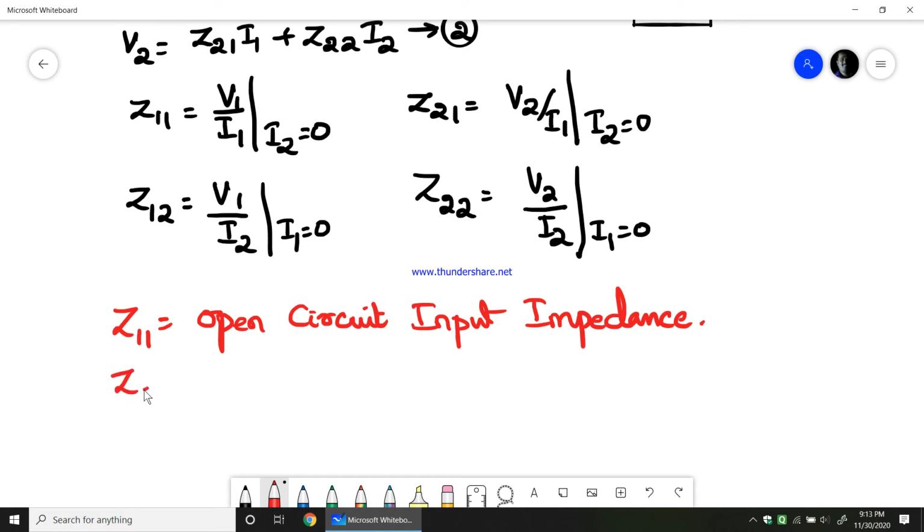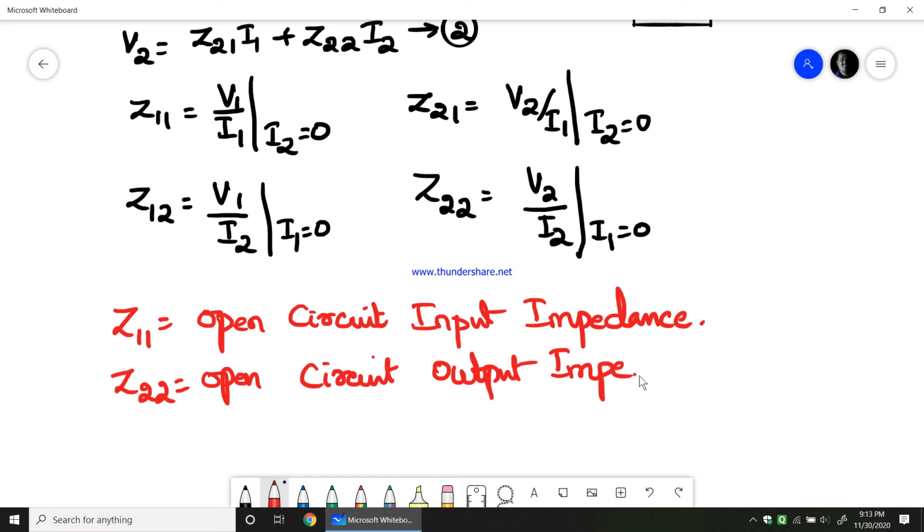Similarly, Z22, if you see, is V2 by I2. V2 by I2 is output voltage by output current, or port 2 voltage and port 2 current. Therefore, we call this open circuit output impedance. Open circuit, because as I1 equals 0, we create an open circuit across the input. Therefore, whatever impedance we find is found only by making I1 0, which means by creating an open circuit across port 1.